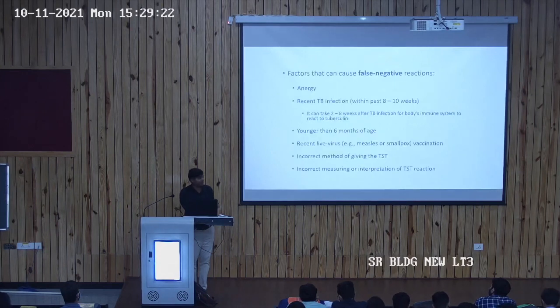But as it can be false positive, it can be false negative also. Anergy means where the body is not able to mount any immune response. Recent TB infection means within the past 8 to 10 weeks only. Younger children, less than 6 months of age, where the immune system has not developed. The recent live virus vaccination, incorrect method of giving the injection, and incorrect measuring or interpretation of the reaction.